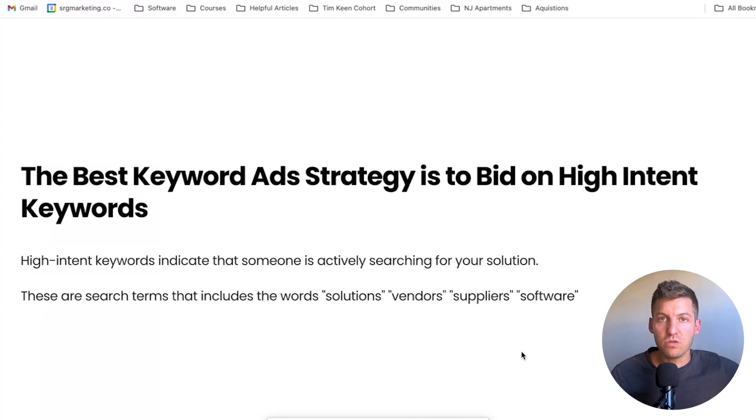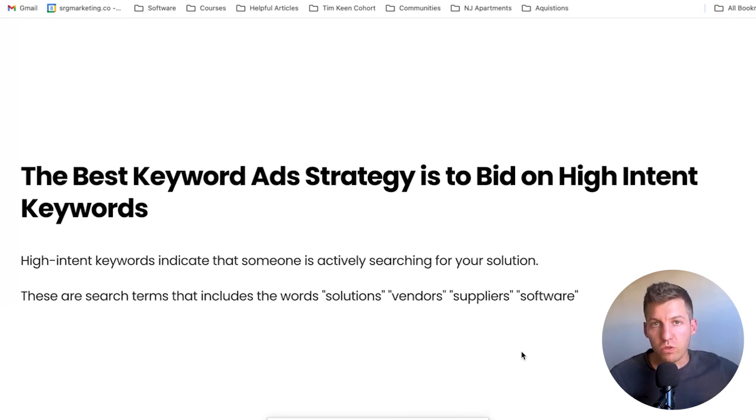The concept is to bid on keywords that are high intent. So what are high intent keywords? High intent keywords are keywords that indicate that someone is actively looking to either evaluate or purchase your business solution. So based on the terms they're searching in Google, they're actually indicating whether they're in market to buy or they're not. So typical keywords that are used are words like solutions, vendors, companies, agencies, suppliers, software.